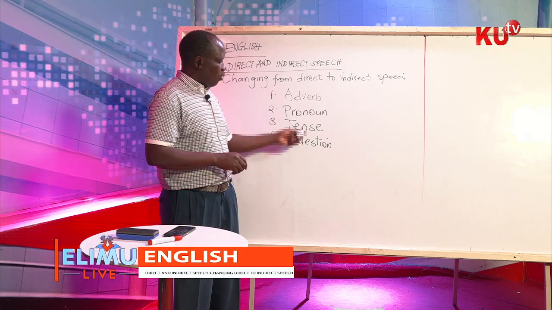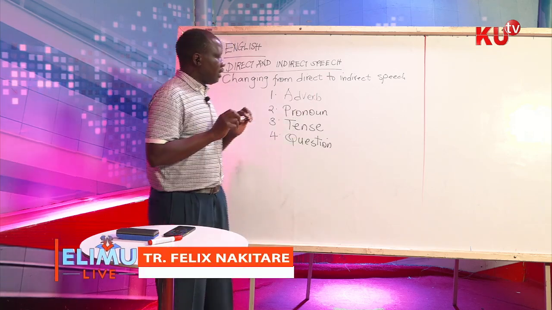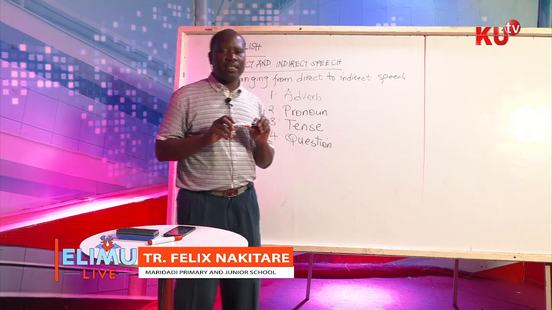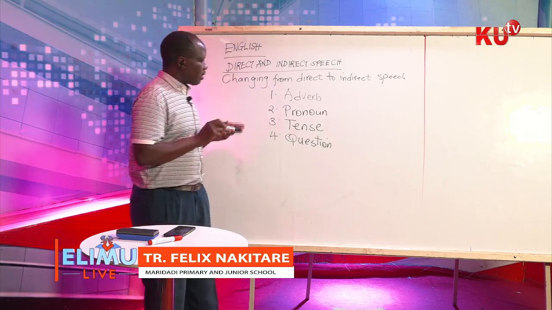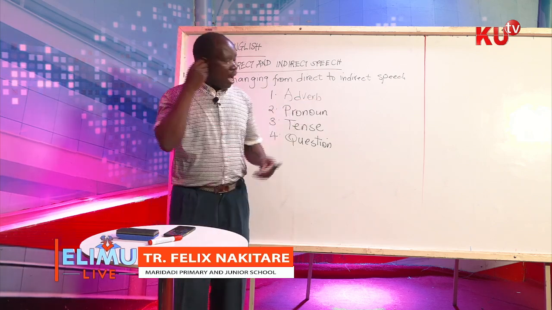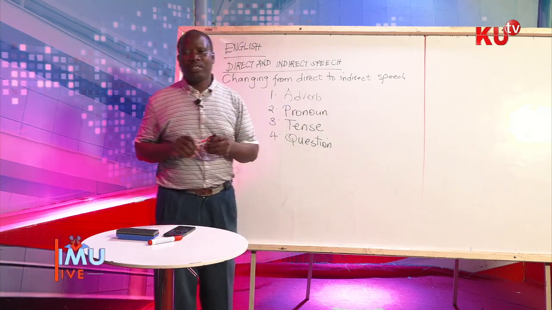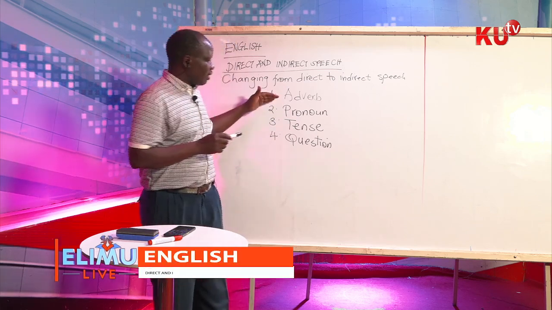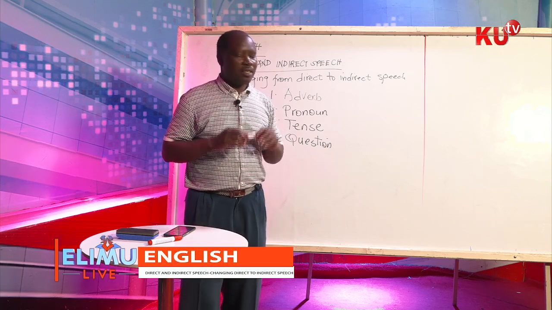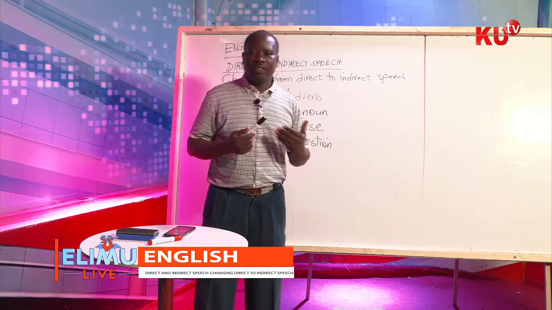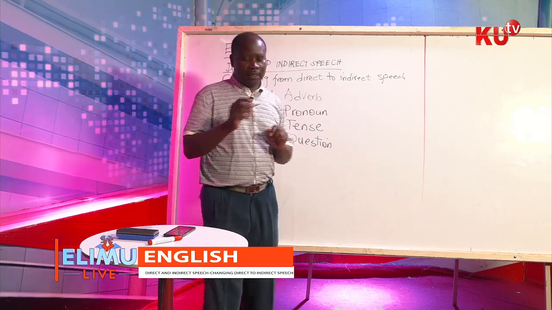So if you put these 4 into consideration, you will be able to change your sentence correctly from direct to indirect or reported speech. Now, I want us to start with the first one, adverb. How do these adverbs change? And which examples of these adverbs do we have? Having noted that, let us go together through the adverbs and see how each of them changes from one adverb to the other one. The first adverb, I can take adverb of place, like the word here.